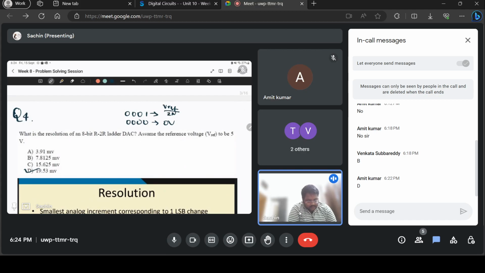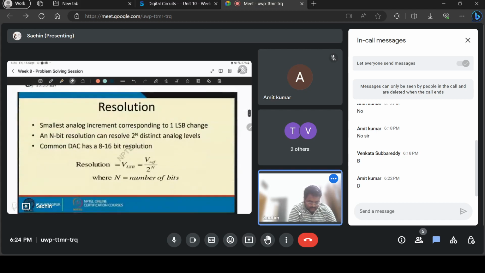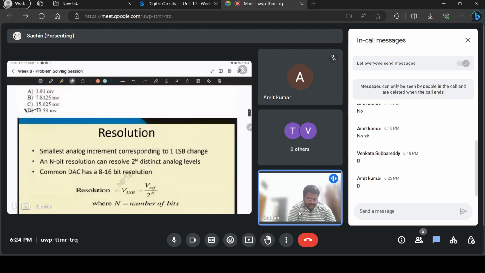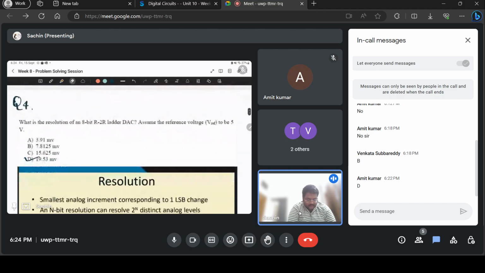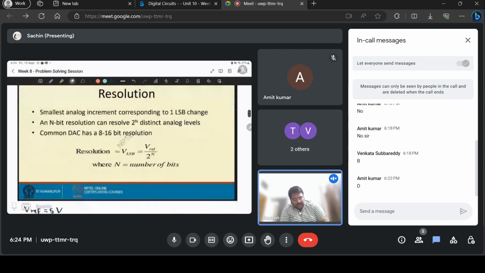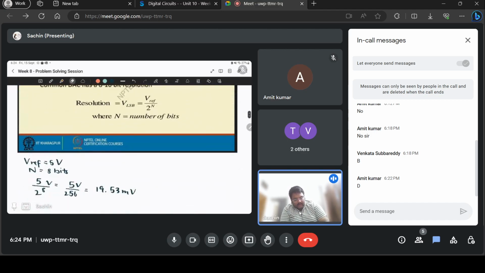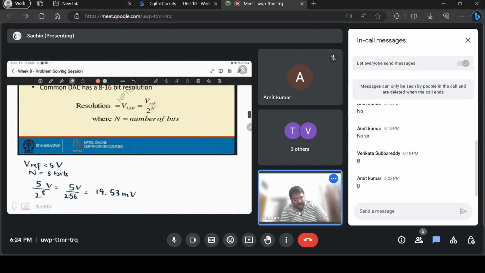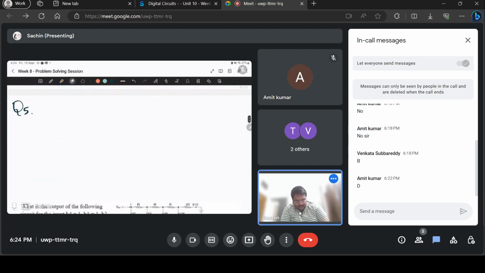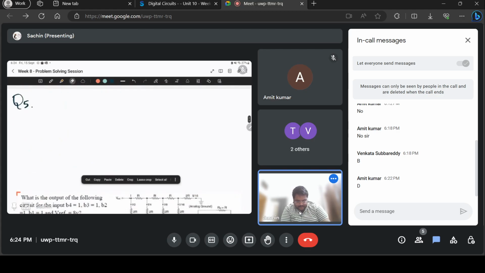So your resolution is the smallest voltage difference that you can detect. It doesn't matter what type of circuit it is. If they give some other type of DAC also, as long as you know the voltage of the LSB, then that is the resolution. Okay.